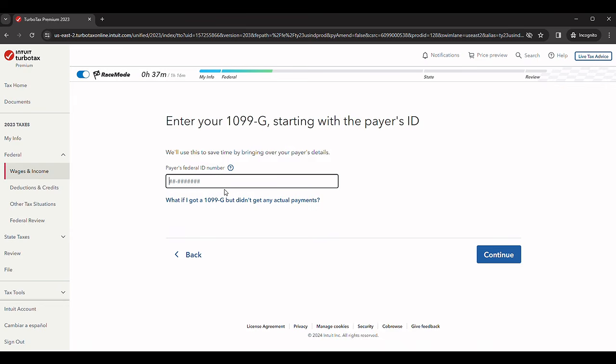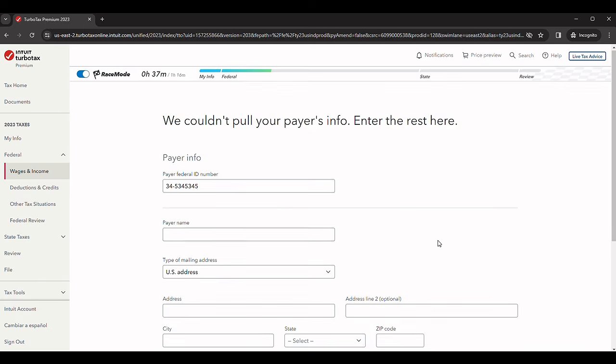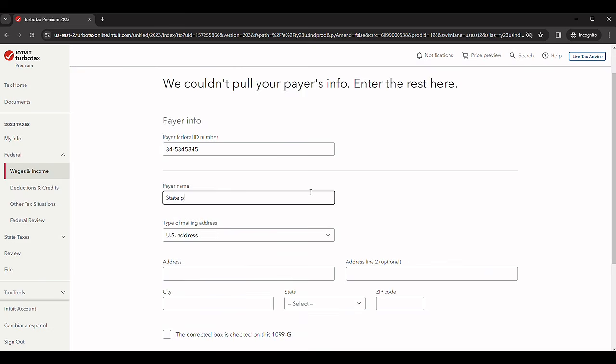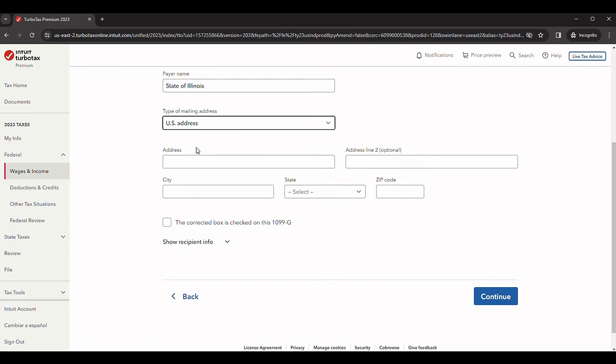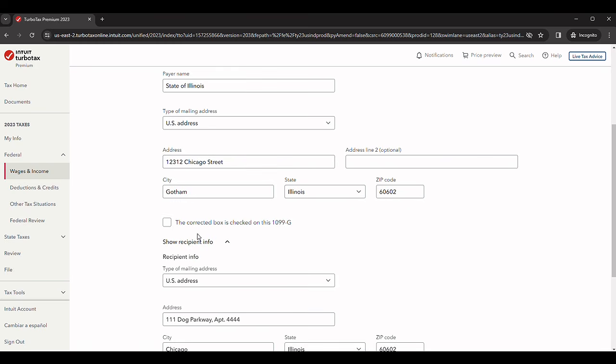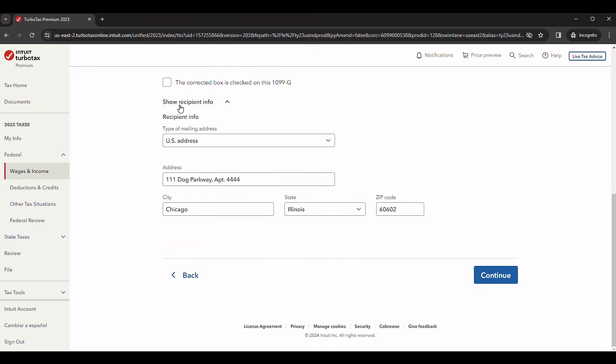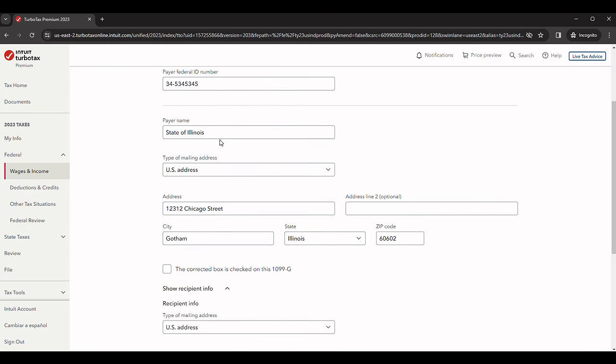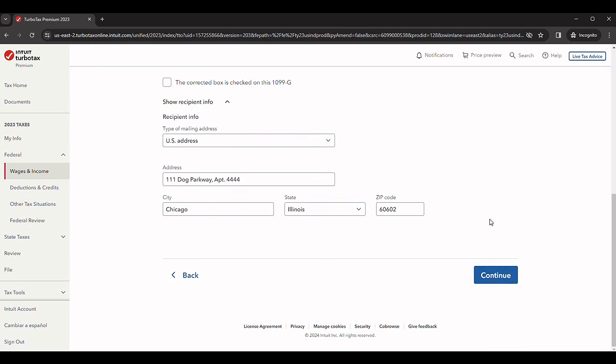Okay, let's just see if this works. Give it a shot. Oh, they took it. State of Illinois. State. Trying to type around the microphone, so please bear with me. The address doesn't really matter. Let's just see if they take this. Gotham, Illinois. Looks like they're going to take it. Okay, and that's my info, the recipient info, and that's the payer, state of Illinois in this example. So let's proceed.